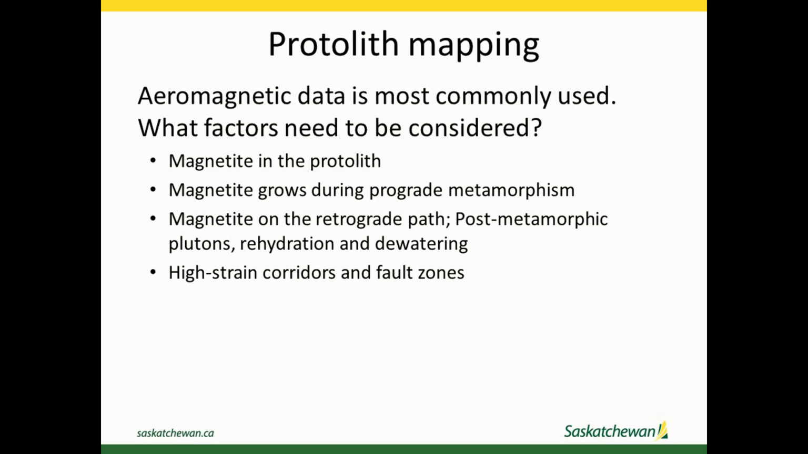The Athabasca Basin area is dominated by high-grade metamorphic rocks, so rocks that have been cooked and modified. Or one of my old professors used to say they've been violated. We're assuming that there was magnetite in the protolith when we're protolith mapping, and that's a big oversimplification, because we know that magnetite grows during prograde metamorphism, particularly at high grades. Some of the melting reactions lead to accessory magnetite.